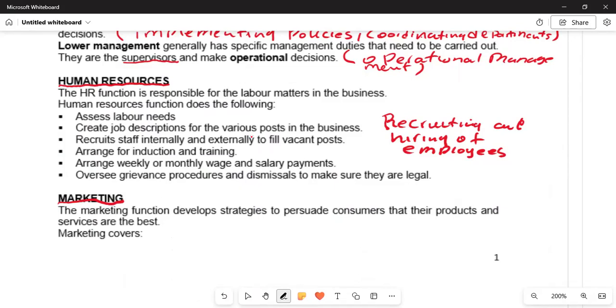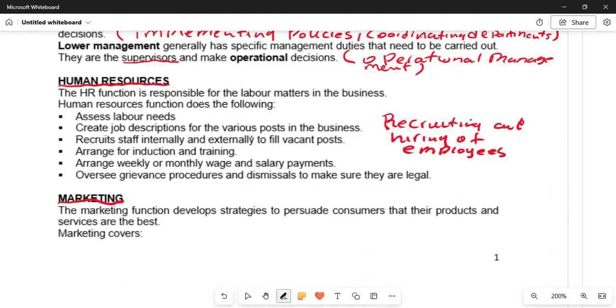So that is the role that is played by the human resource. They can see whether the post needs someone who is internal or external. If they don't have someone who can do or fill in the post, they are forced to go externally. They also arrange for induction and training. So they are the ones who are making the arrangement for the induction to take place.